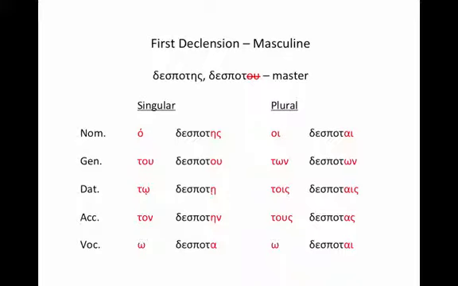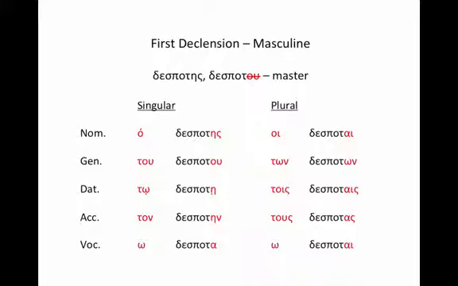So here's a good spot to pause the video, write down these endings, but note that your article, ho, tou, to, ton, hoi, ton, tois, and tous, in the beginning of all these nouns, will stay the same for all masculine nouns, no matter what declension they are. However, these endings, es, ou, e, en, will change.